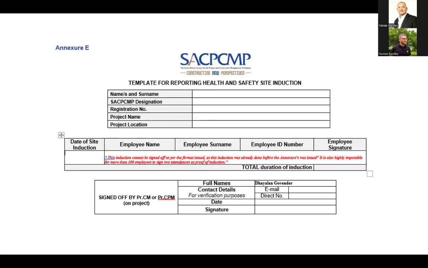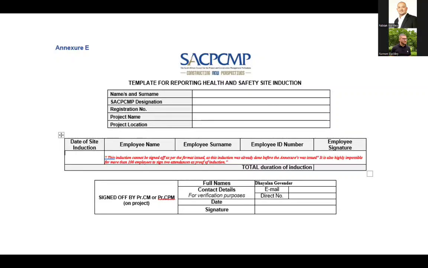All you need to do, you just need to fill in this particular annexure. You're going to mention on that section where it's got the 4 categories for employee name, surname, ID number, employee signature: this induction cannot be signed off as per the format issued, as this induction was already done before the annexures were issued. It is also highly impossible for more than 100 employees to sign 2 attendance registers of proof of induction.